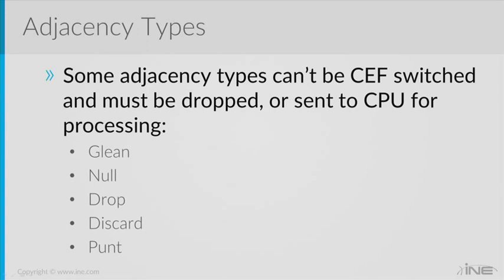So anytime you can think of, okay, what are examples of things that have to go to my routing processor because my routing processor has to see them? Whatever they are, that would create a punt adjacency. Now, I don't think the CCNP is ever going to expect you to know all those details I just gave you. But what it will expect you to know is that there's some adjacency types that will force a packet to go to the CPU for further processing.